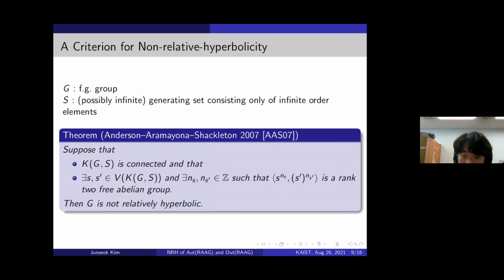Next, with the same setting here, here is the criterion for non-relative hyperbolicity proved by Anderson, Aramayona, and Shackleton. Suppose that the commutativity graph is connected, and for some generators s and s prime, if we take some powers of them, then they generate a rank 2 free abelian subgroup of G. Then the theorem says that under these conditions, we get non-relative hyperbolicity of G. That's our main tool for verifying the non-relative hyperbolicity of a finitely generated group.